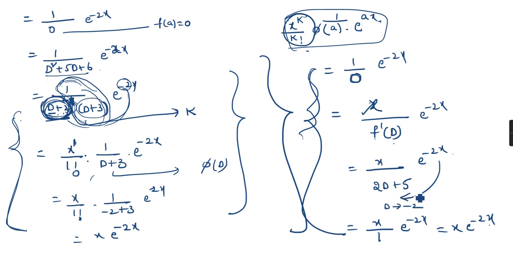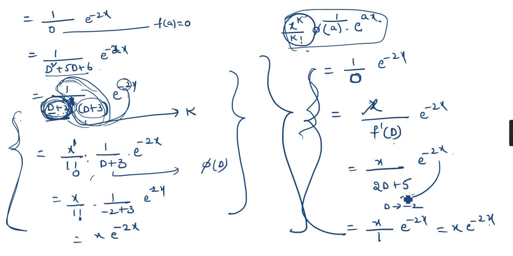So f dash of d is 2d plus 5, so e power minus 2x. Replace d by a, so 1 we are getting. If you replace d by a here and again get 0, then you should take the derivative once again. That time you have to find f double dash of d, and when you take the derivative, again one more time you put x in the numerator. Here itself no need to find the second derivative, because the first derivative itself gives us the solution.